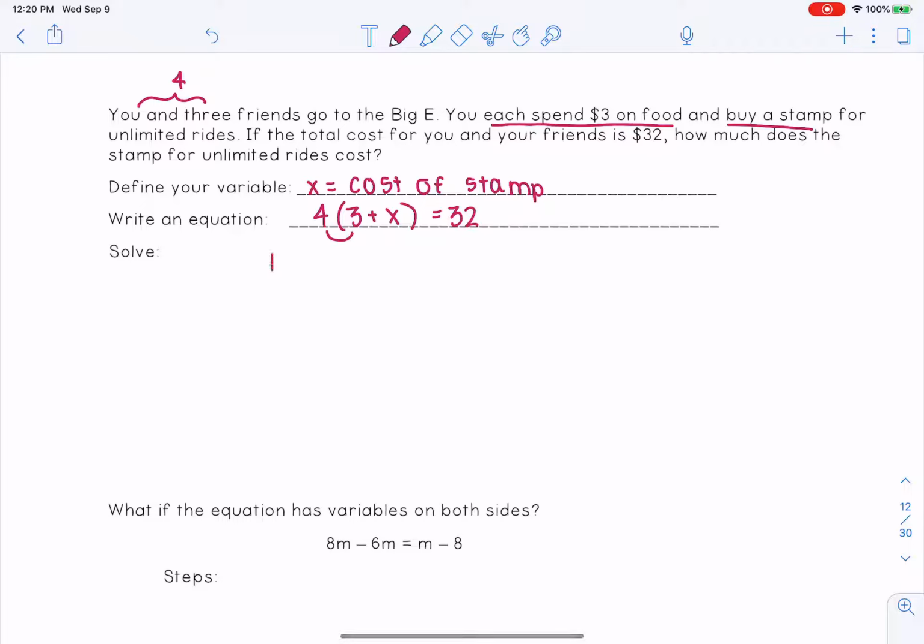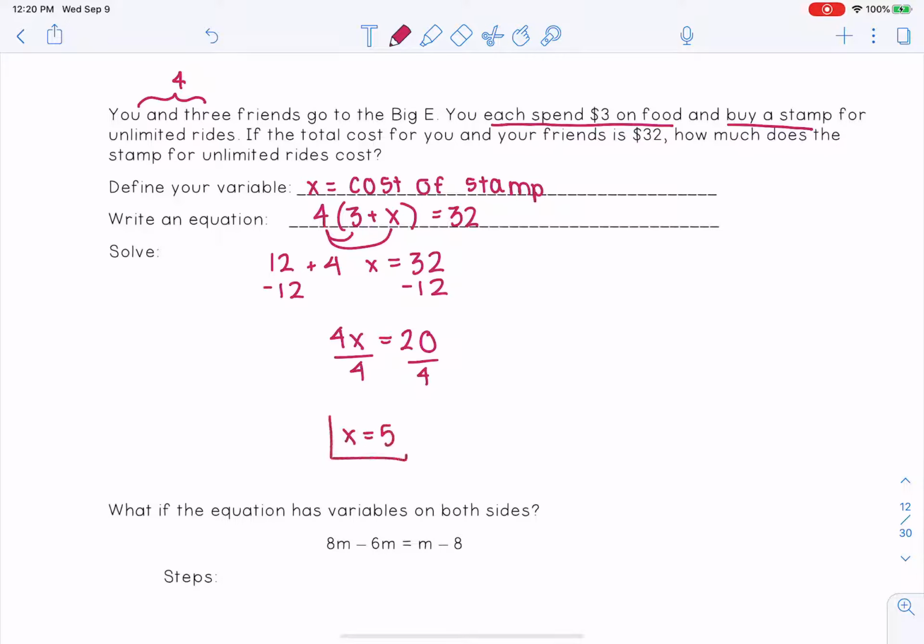Now let's try to solve by first distributing. 4 times 3 is 12. 4 times x is 4x equals 32. Subtract 12. 4x equals 20. Divide by 4. So x is 5. And our answer is actually $5 per stamp.